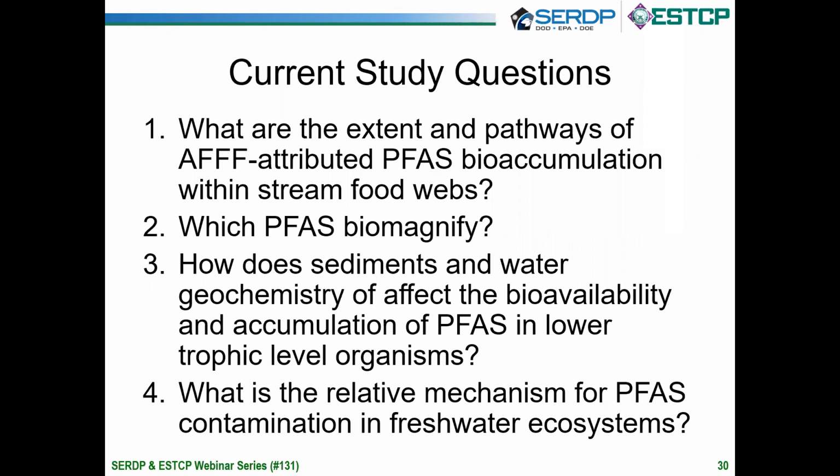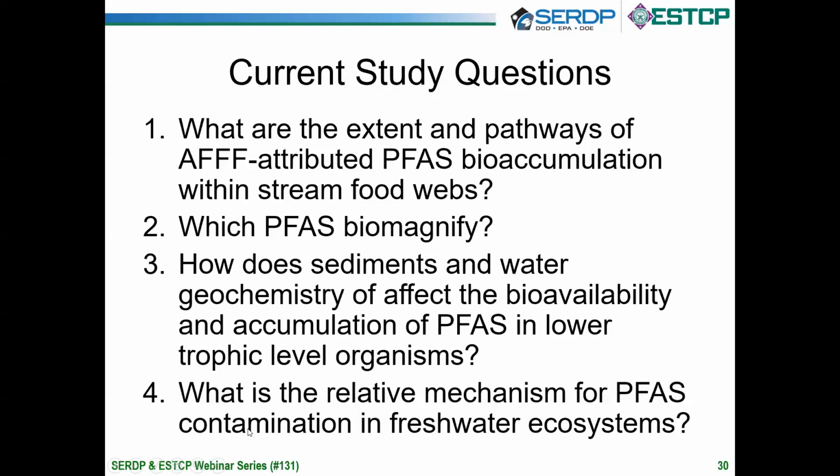Third, how does the biochemistry or biogeochemistry of sediments and water affect the bioavailability and bioconcentration of PFAS, specifically to lower trophic level organisms? And fourth, what are the relative mechanisms of PFAS contamination in freshwater ecosystems? In particular, do higher trophic level organisms accumulate PFAS more via the consumption of their diet, so lower level organisms, or more from PFAS exposure from the water column or sediment?